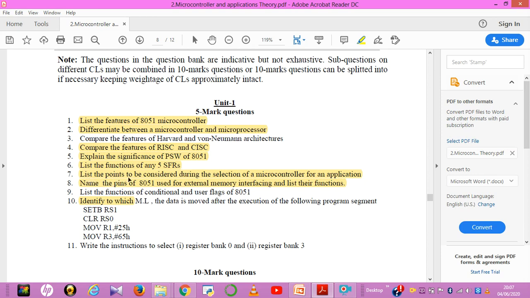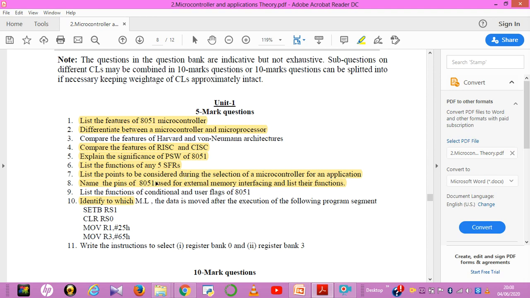Next, list the points to be considered during the selection of a microcontroller for an application. Here you have to write all the points which are given in the notes as well as videos. You have to write those points and explain all those points.